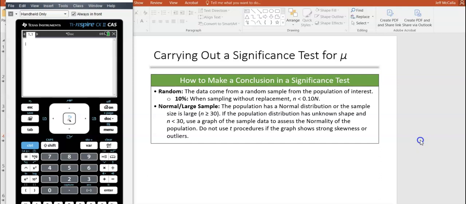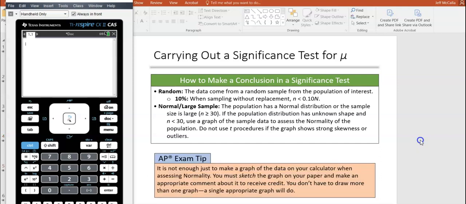So the conditions are the same as they were for intervals for means. So we need random sample, random sampling, less than 10%, and then if the population is normal, this is the large sample condition, you're good. If n is greater than 30, you're good. Or if you graph it and it's not majorly skewed, no outliers, you're good. And again, sketch out the graph. If you use your third option there for large sample, you need to do a little sketch of the graph on your paper.